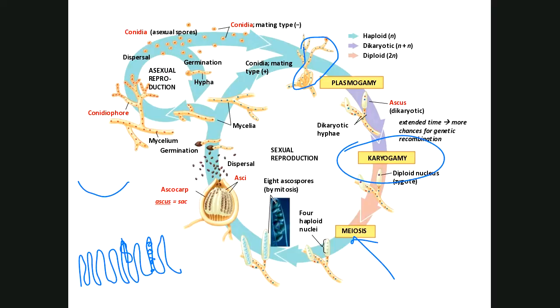One ascus, several asci, make ascospores. Ascospores are made in an ascocarp. All of these are ascomycetes, sac fungi.